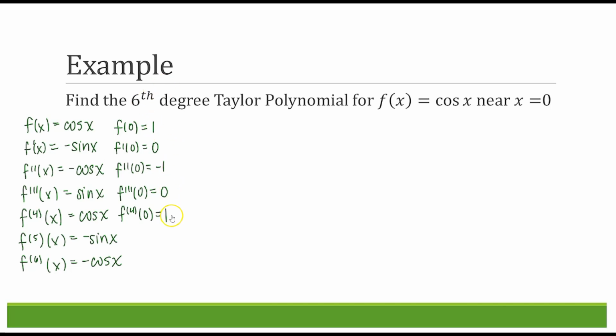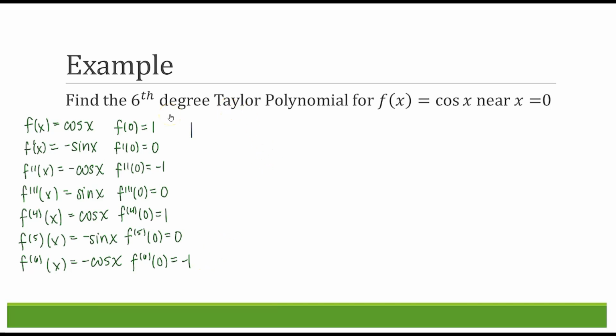Hopefully we can see this pattern that's happening here. So we have now the fifth derivative at 0 is 0, and the sixth derivative at 0 is negative 1. So we have, again, cosine of 0 is 1 and a negative on the outside. So from here, we can start to build our Taylor polynomial.